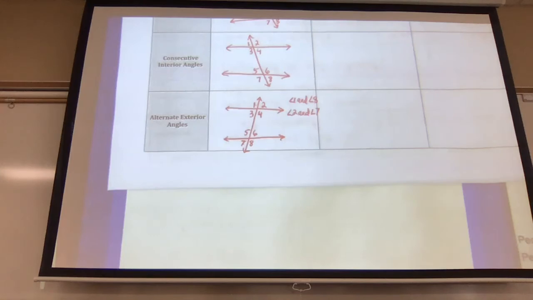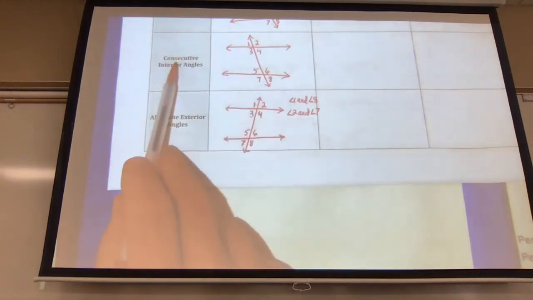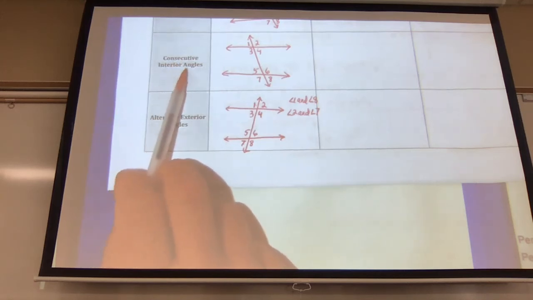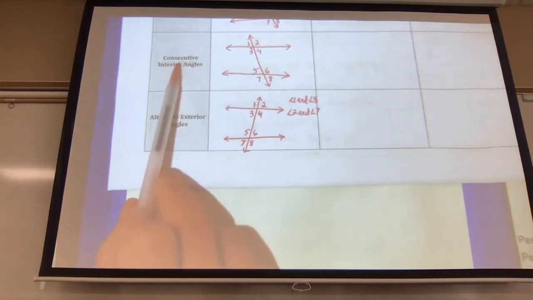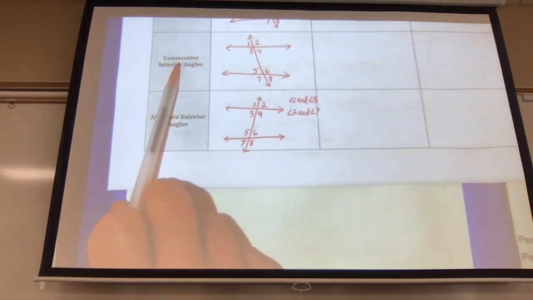And consecutive interior angles, you know the interior part. Interior, they're going to be on the inside of the two lines being intersected. Consecutive means they're going to be on the same side of that transversal. So inside the two lines being intersected is the interior part. Consecutive means they're going to be on the same side of the transversal.